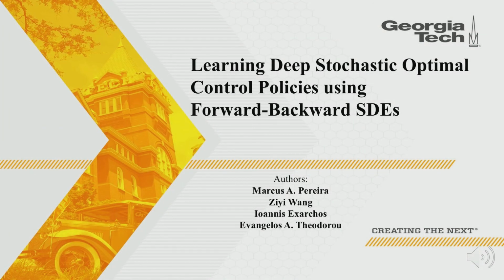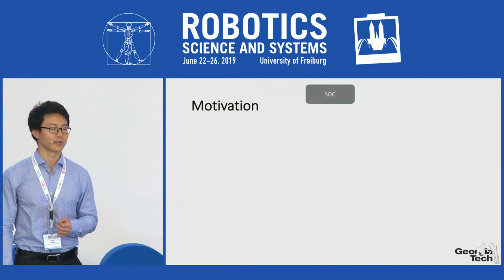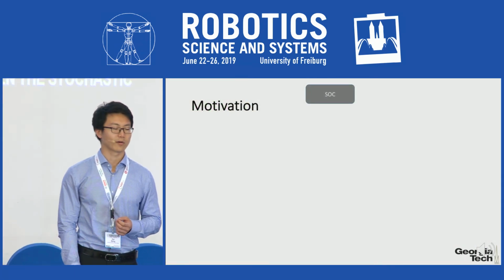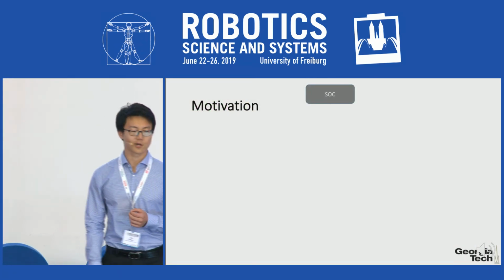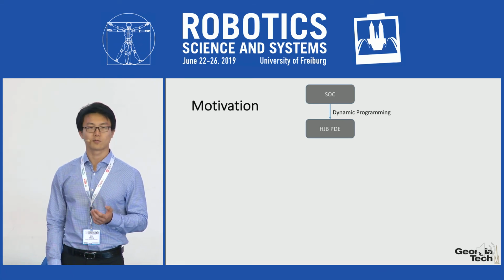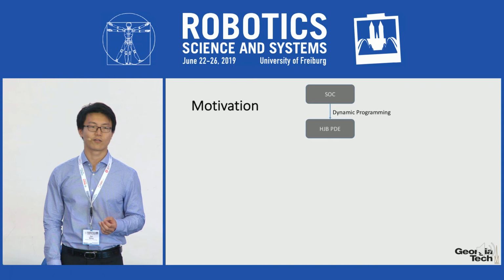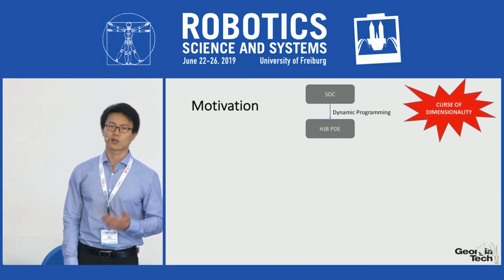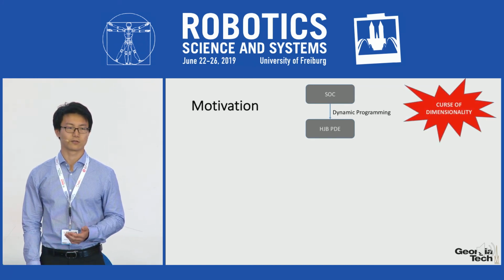Hi, everyone. So today I'm going to present to you the deep forward-backward SDE controller. So, given a stochastic optimal control problem, we can apply the dynamic programming principle and obtain the Hamilton-Jacobi-Bellman PDE, which is nonlinear, and trying to solve the global optimal solution will suffer from the curse of dimensionality. But there are a couple of ways to obtain a local optimal solution through approximation.